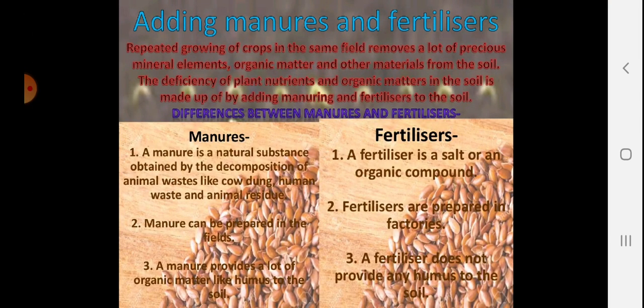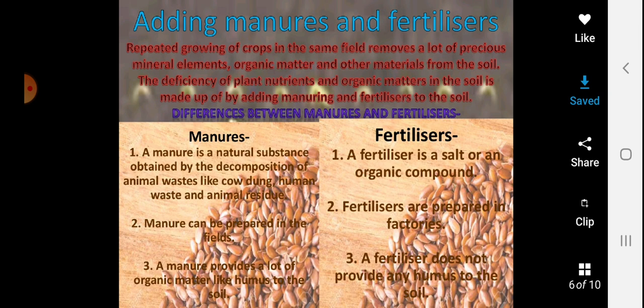Now the third and important step is manure and fertilizer. This is a very important question from the exam point of view. Ma'am can ask you to differentiate between manure and fertilizers. You will find the detailed answer in the shared notes, which are in PDF form. So what exactly is manure and how does it differ from fertilizers?